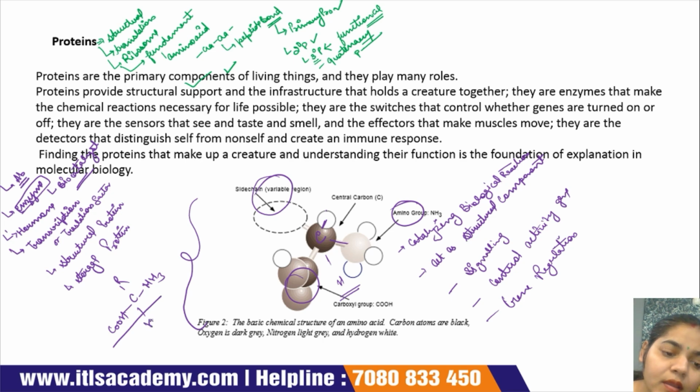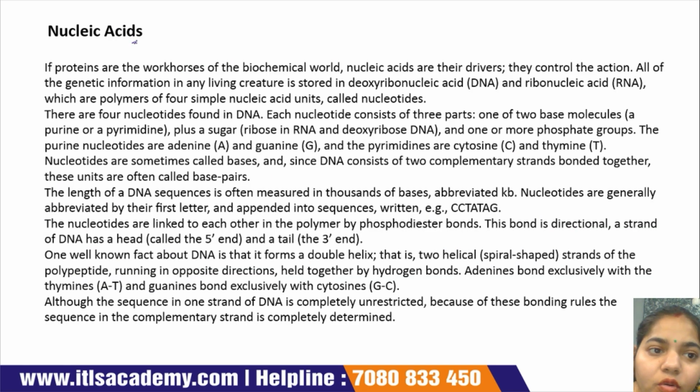This is a basic structure of amino acid. What is a nucleic acid? Nucleic acid is of two types. First is the RNA, and next is the DNA. What is the RNA and DNA? What are the components of RNA and DNA? We also discussed this many times in our previous lecture. That's why I skip this slide here.